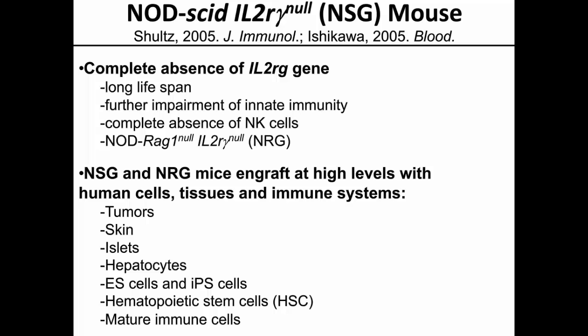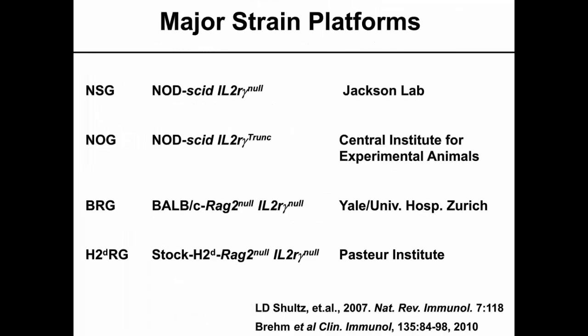human immune cells. Now, the NSG animal is one example of a gamma chain deficient animal people use for humanization, but there are other alternatives that are available in the academic world. So we've already talked about the NSG mouse that was developed at Jackson Laboratories. There's also the NOG mouse, which is very similar. It's a NOD-SCID background with a truncated version of the gamma chain. So the NSG has a complete deletion, and the NOG mouse has a truncated version of the gamma chain.